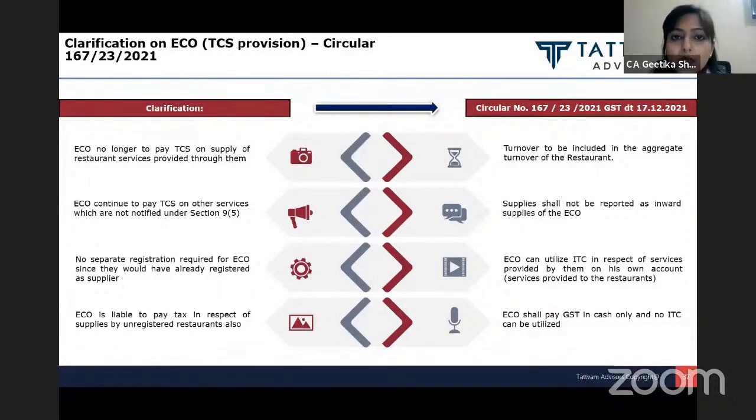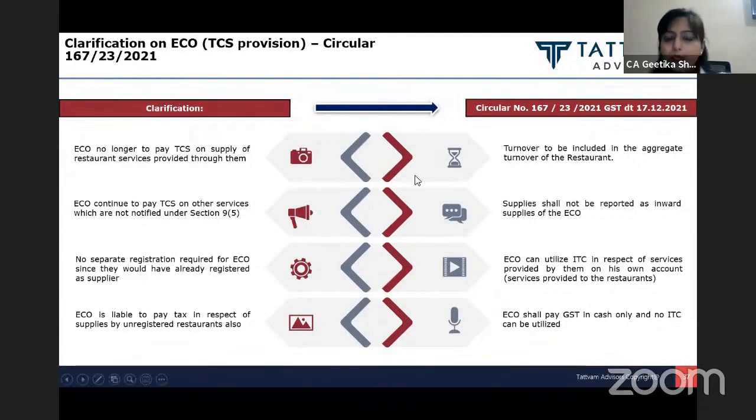Any person who is unregistered or registered, irrespective of that category, if they are providing restaurant service and working through the e-commerce portal, again the taxability is required. A very important point: the taxes that have to be paid by the e-commerce operator have to be paid only in cash. No ITC can be used.